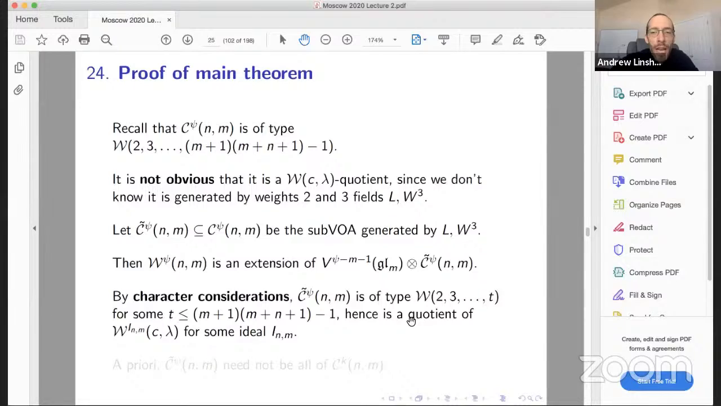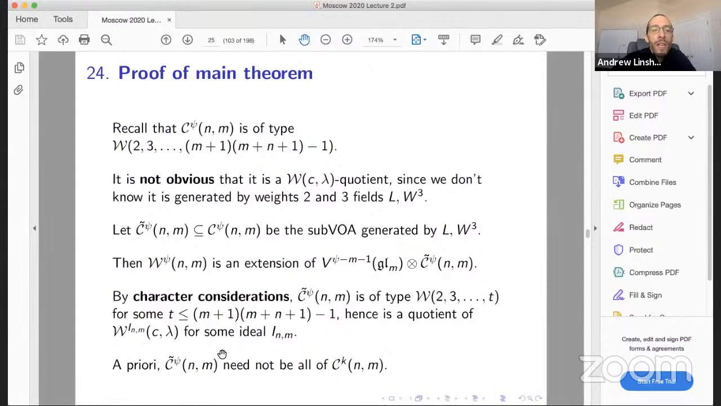It follows more or less from character considerations that this C psi tilde is of type W23 up to T. So the issue is that the first fields up to T might close under OPE. You might not be able to generate the next bunch of them from those, but at least it has this type. T might be less than or equal to the place where the full coset truncates. So I can tell that this C psi tilde is a W infinity quotient. So I don't know that it's the simple quotient. It doesn't actually matter. I don't know that it's everything, and because I don't know that it's everything, it's not obvious that it's simple, but at least I know that it's a W infinity quotient.